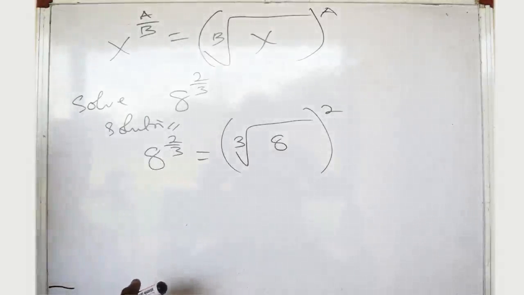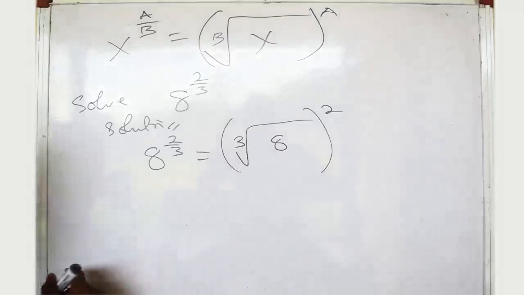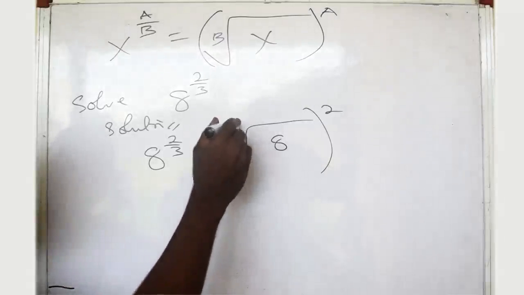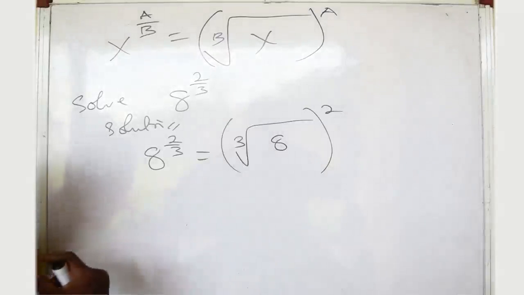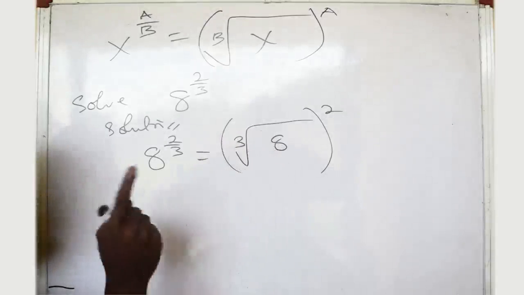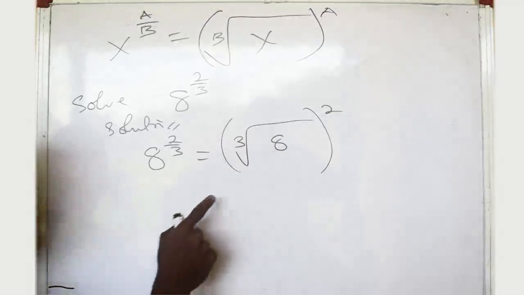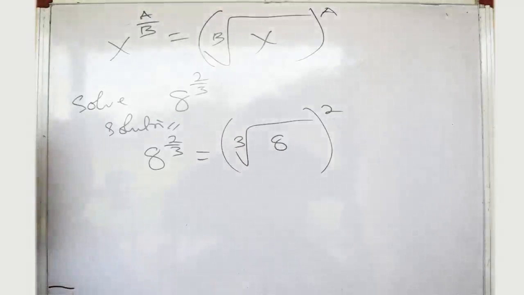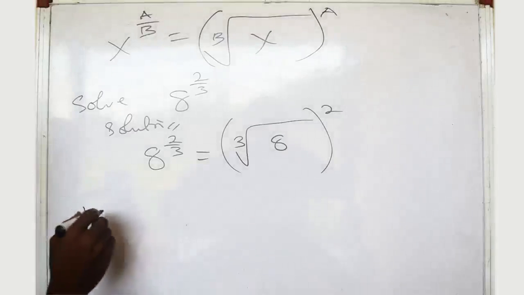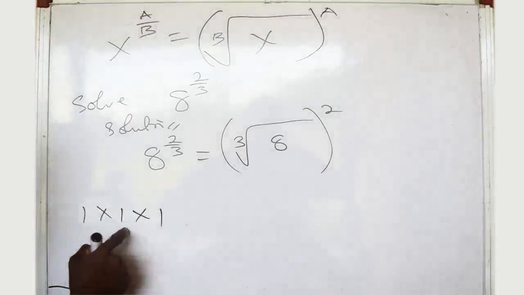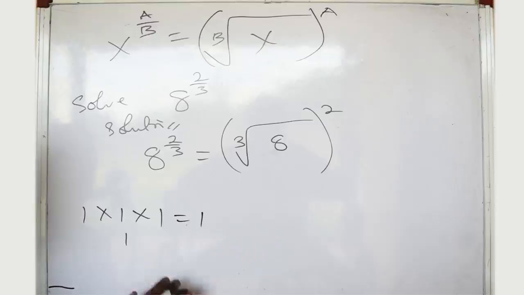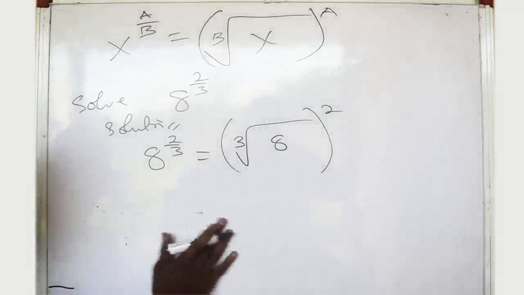And this root is asking a simple question. The question is, what number can multiply itself 3 times to give you what is inside the bracket? Not any number, but itself 3 times. So if you use 1, you have to multiply 1 times 1 times 1. 1 times 1 is 1, 1 times 1 is also 1. So 1 is not 8, so this is out.